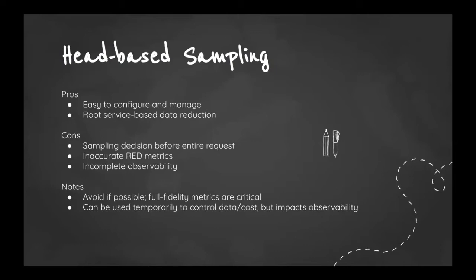So in general, if you can avoid this model, you typically want to. At a minimum, you want to have full fidelity metrics. You have accurate SLIs or RED metrics. You have accurate alerts that you're leveraging here. And typically with head-based sampling, you can't do that. Now, there can be some temporary reasons why you might want to enable head-based sampling. Maybe it's controlling the data or cost, but you just need to know that it really can impact your observability and typically is not the solution you want to head down.